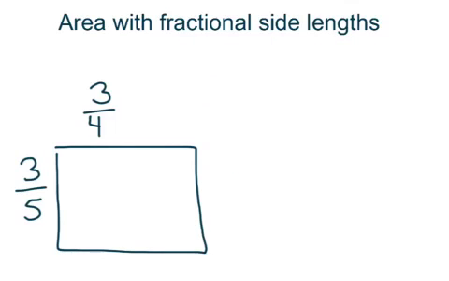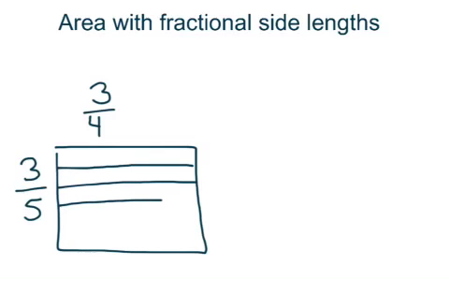Okay, so in this last one, we have a side length of 3/4 and a side length of 3/5. So let's go ahead and do, it doesn't matter which one you do first, let's do the 3/5 first this time. We'll break it into 5 sections. 1, 2, 3, 4, 5. Alright, I like to double check. I have 1, 2, 3, 4, 5 sections.